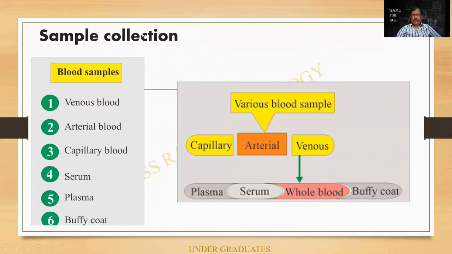And what are the samples from which we will be collecting the blood? Venous blood is usually used. Arterial blood is used for blood gas analysis. Serum is used in biochemistry mostly. Plasma we can use for the clotting factors, etc. Buffy coat is used for counting the platelets or sometimes for the LE cell, etc.